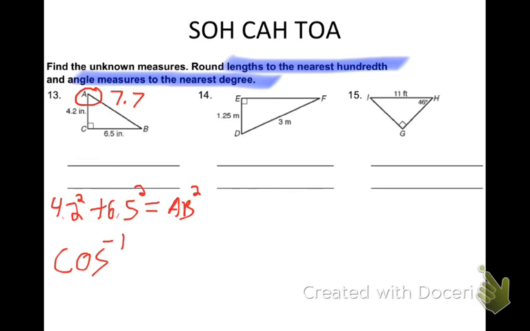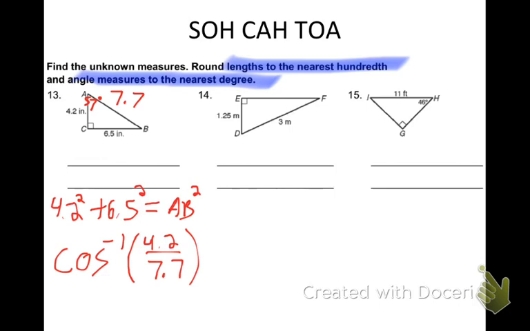Now, because we're using cosine, which two side lengths do I need to use then? If I'm using cosine to find angle A, I need to use what two side lengths, Martina? Adjacent, hypotenuse. So I use 4.2 over 7.7. So do cosine inverse of 4.2 over 7.7. That should give me an angle measure of what, Camden? 57 degrees. Nice job.